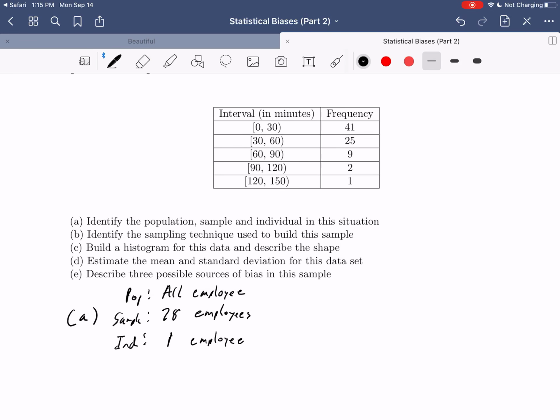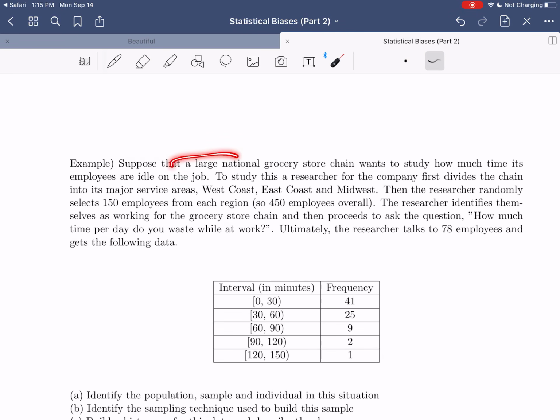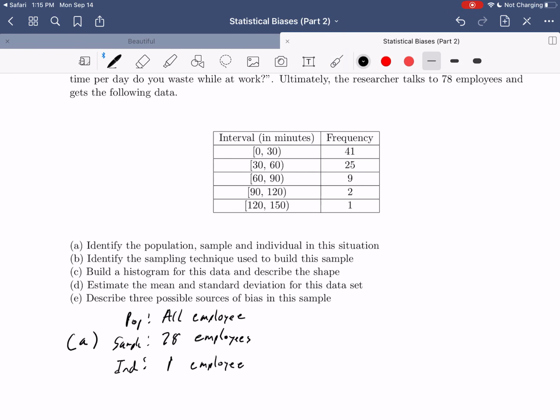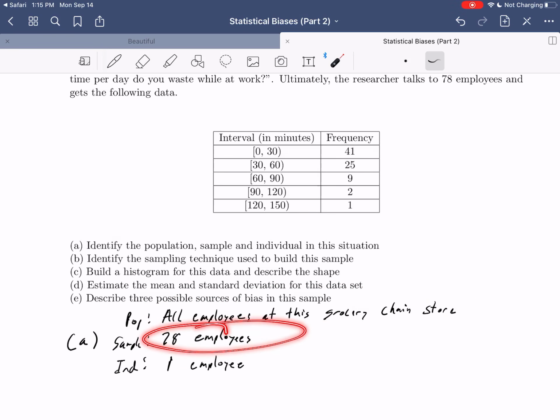And what's the shared thing here? Well, it would be all the employees at this large grocery chain. So we wanted to study all the employees. We ultimately talked to 78 of them, and the building block is a single employee here.